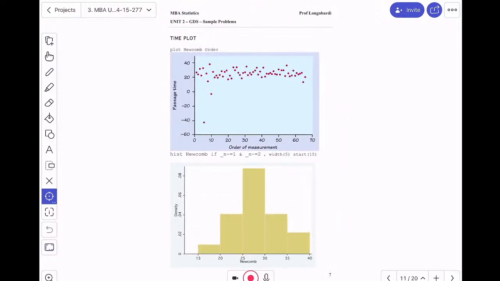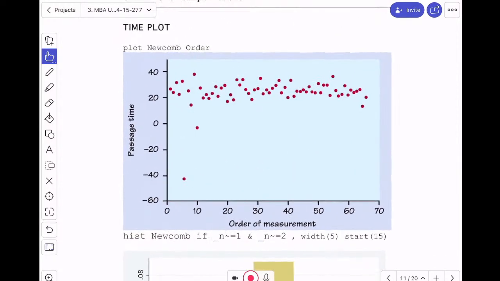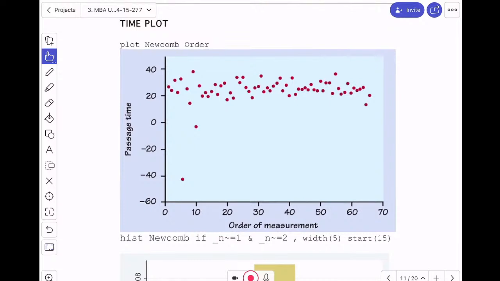So let's look at the data in a different way. Here's a view of the data by order of measurement. This plot is a different plot. This is a time plot recording the order in which the measures were taken. So most of the data, as explained before, varies between 20 and 40 about, except for these two. Now look, these two were early on in the experiment. They were early on in the experiment. What does that tell us?